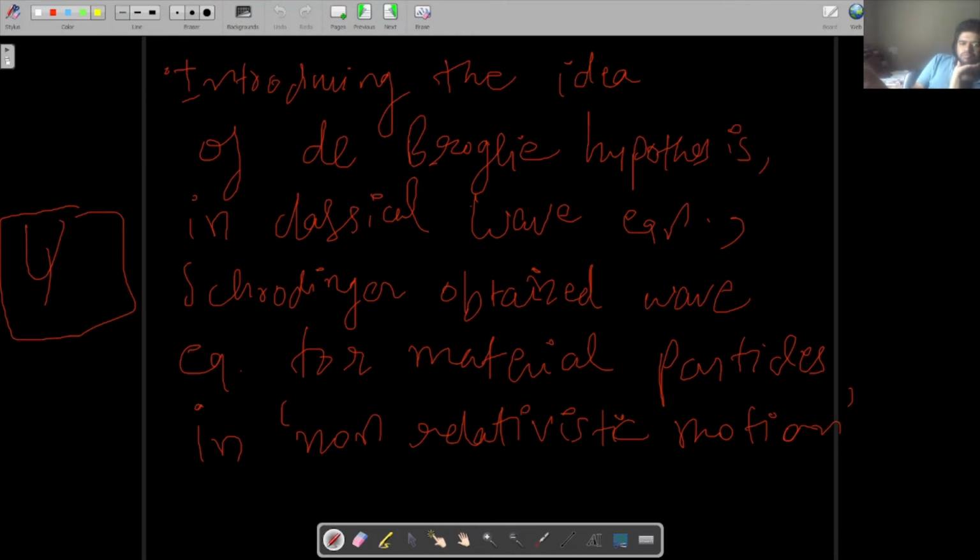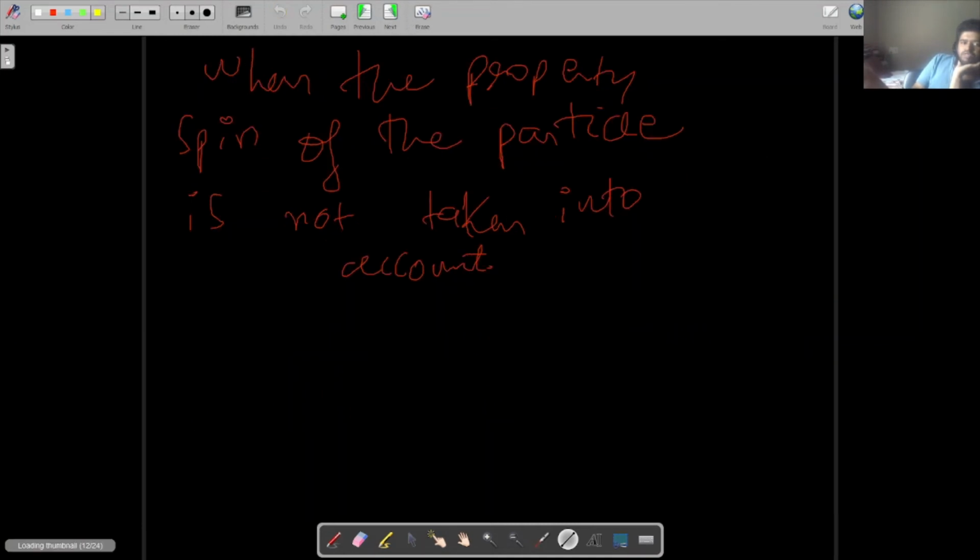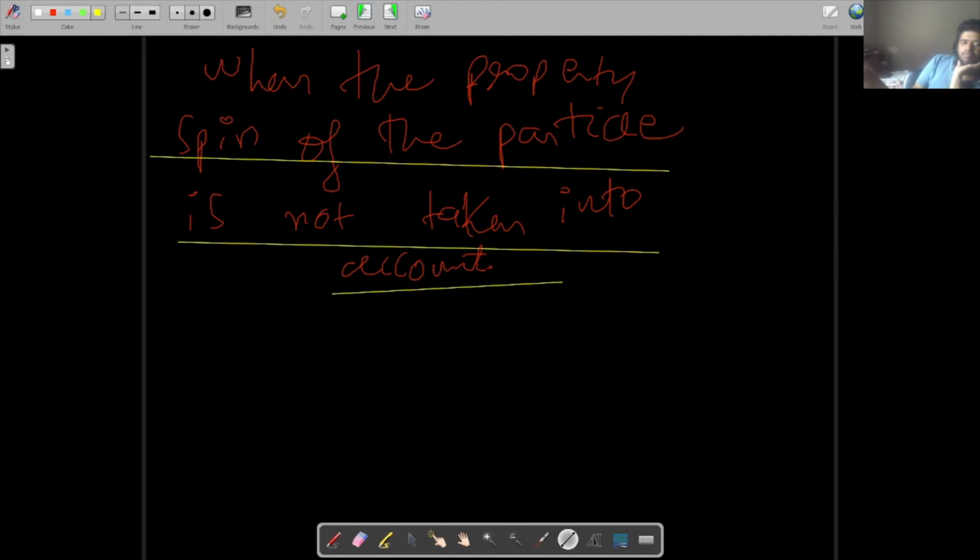This is a very important point. Schrodinger wave equation is applicable only in non-relativistic motion, and that too when the spin of the particle is not taken into account. This is a very important fact. So let us write in the next slide.